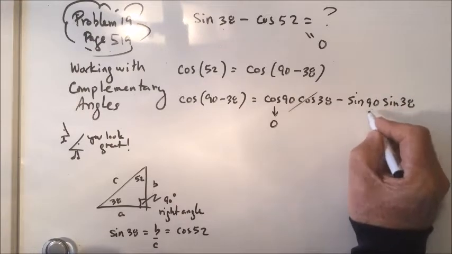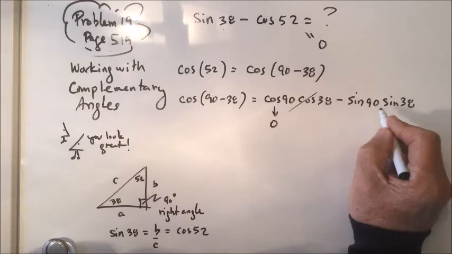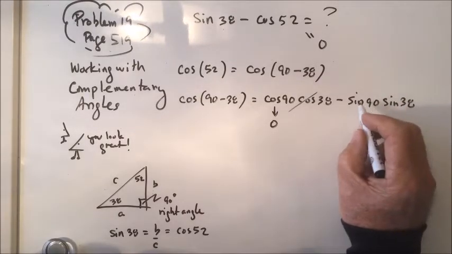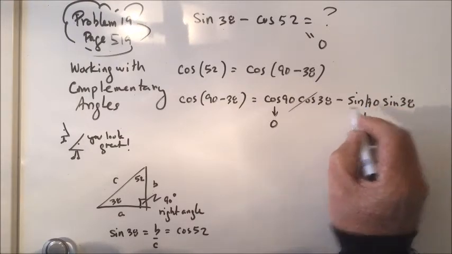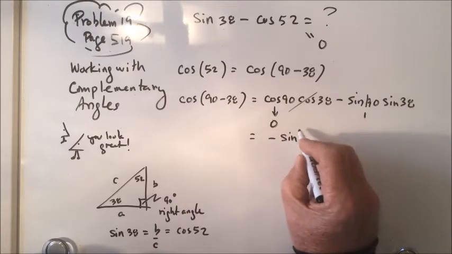I was doing so well, too. What is the sine of 90? I don't know. Sine of 90 is 1. So this goes to 1. So this becomes minus sine 38.